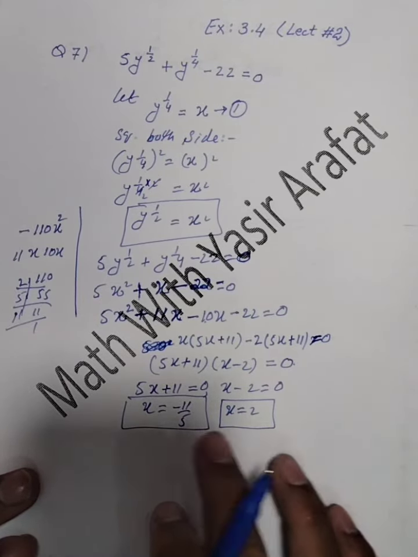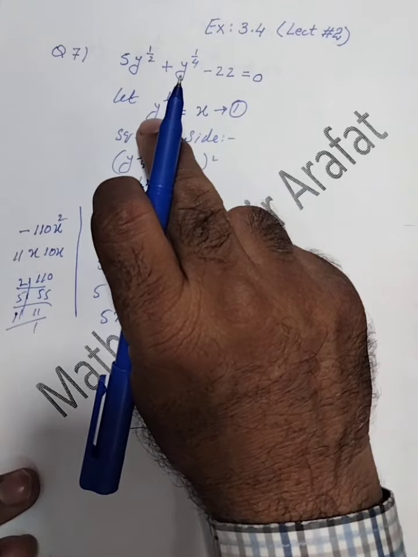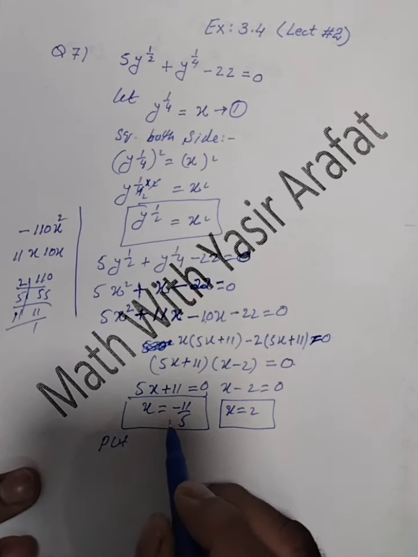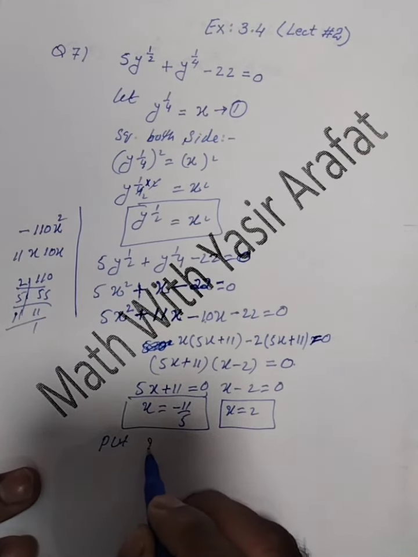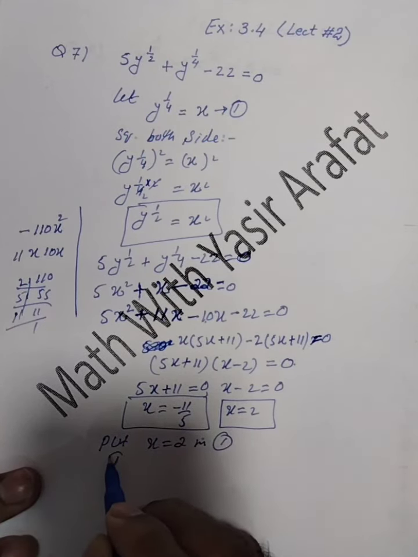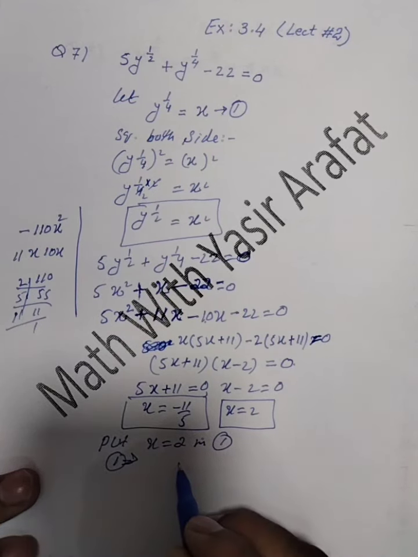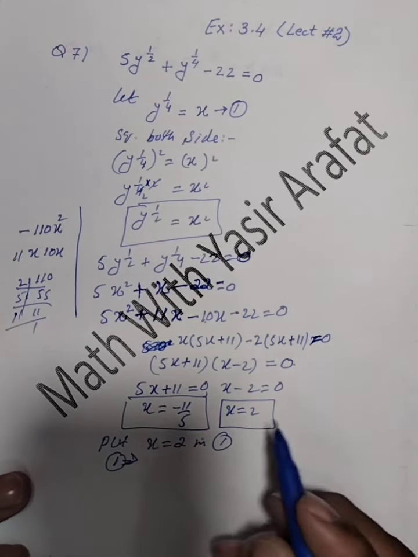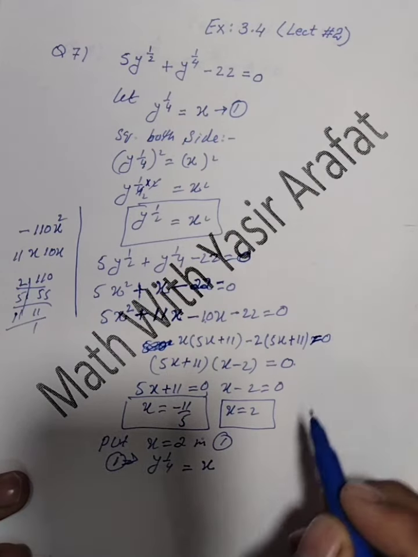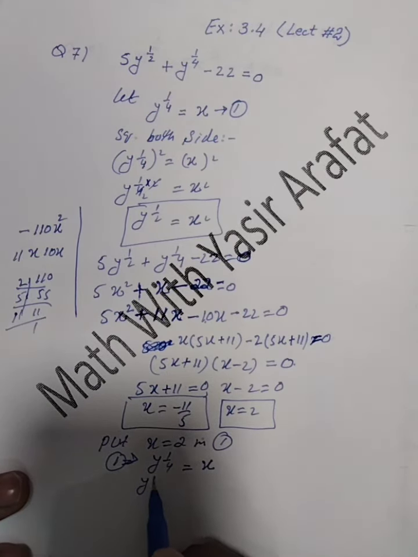One by one we have to put these values in equation number 1 to find the value of y. So we put x equals 2 in equation number 1. Equation number 1 is y power 1 upon 4 equals x. So we put the value: y power 1 upon 4 equals 2.